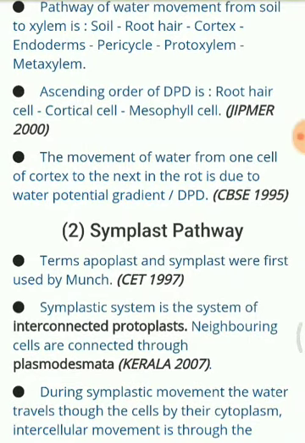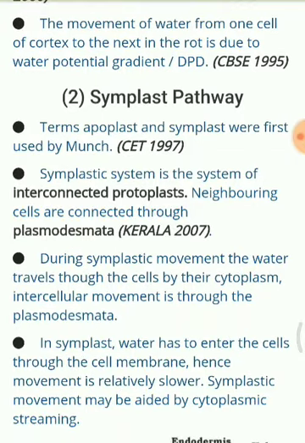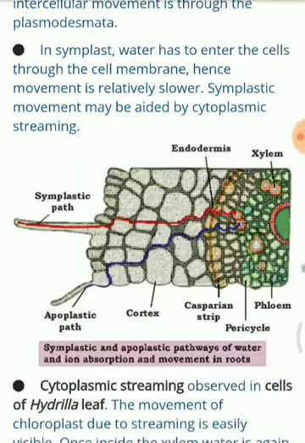The symplastic system is the system of interconnected protoplasts. Neighboring cells are connected by plasmodesmata. During symplastic movement, the water travels through the cell by the cytoplasm. Intercellular movement is through the plasmodesmata. In the symplast, water has to enter the cells through the cell membrane, hence movement is relatively slower. Symplastic movement is aided by cytoplasmic streaming.